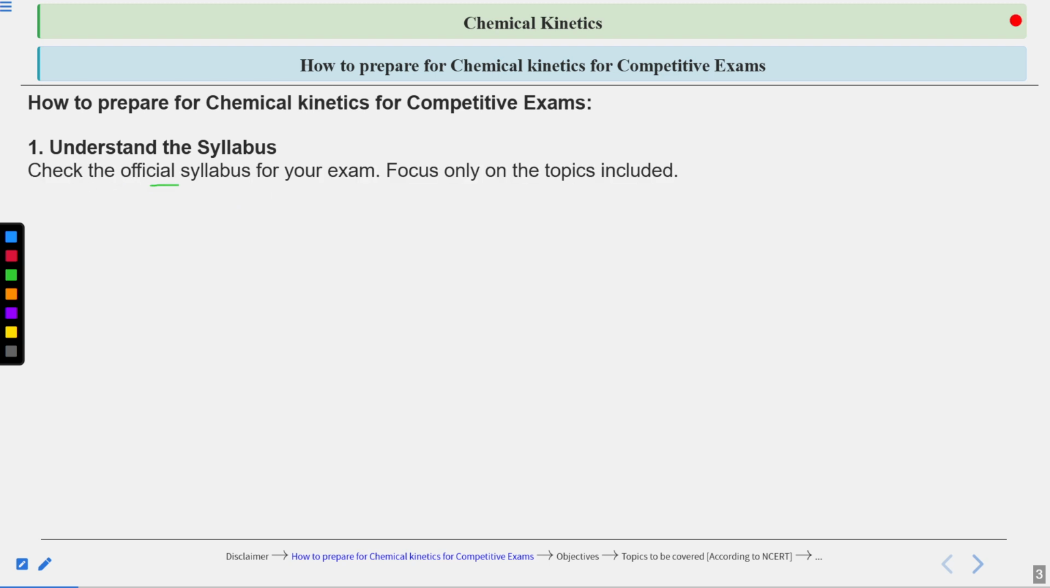So check the official syllabus for your exam. Focus only on the topics which are included in your exam. Basically, first of all, you should know about your exam, and then the official syllabus of your exam, and what the topics are from the particular chapter. For example, here we are talking about chemical kinetics. So in chemical kinetics, what are the topics that are included in the exam syllabus? Only try to focus on those particular topics for the preparation of that exam.